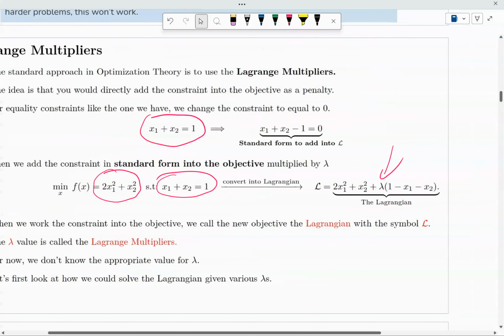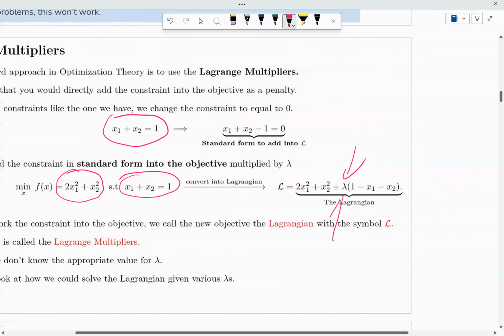Now, at this point, when you just create this, you have no idea what this number is. You can pick one that might work, or you might not. So we're going to talk about how we go about finding this number. Okay.